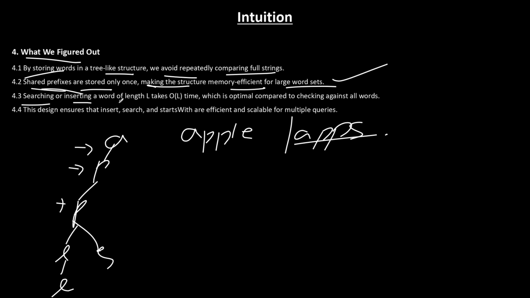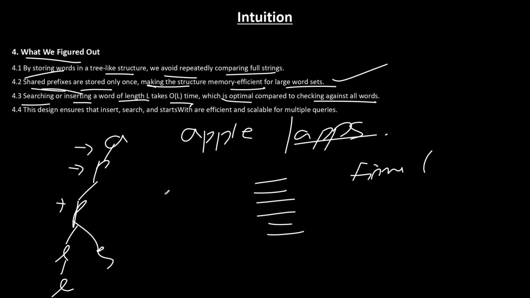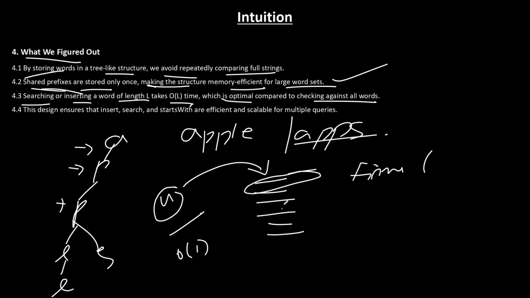Searching or inserting a word of length l takes O of l time, right? Makes sense, because searching for a word will take the time complexity of the word length, which is optimal compared to checking against all the words. How? If you remember previously, in the dictionary case, if we have multiple words and we have to search for a particular word, you can directly get the word in O of one operation, but in the prefix scenario, what will happen? You have to search or iterate through the complete words. This design ensures that insert, search, and starts with are efficient and scalable for multiple queries.